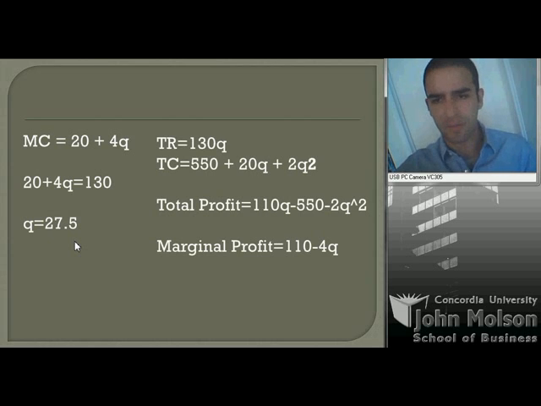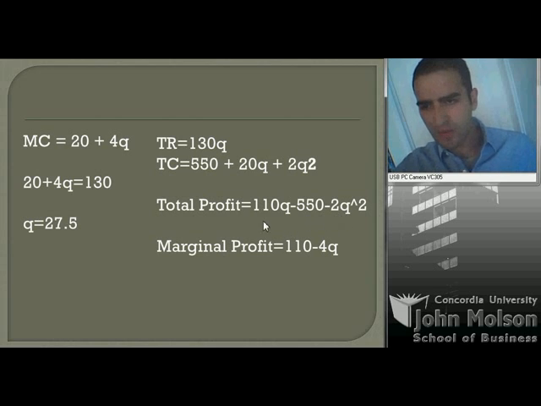Let us solve this in another manner. We have our total cost function, and we know the price, so we can get the total revenue. Remember that total revenue is P times Q. So you only get the 130 and multiply that by Q. So our total profit function is going to be total revenue minus total cost. So we simplify that and we get that our total profit function is 110Q minus 550 minus 2Q squared.